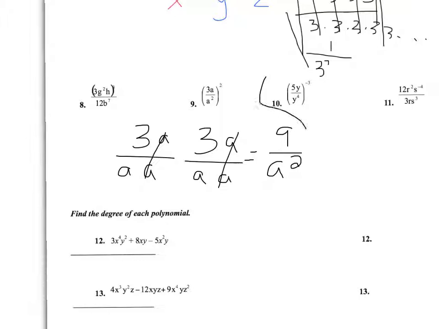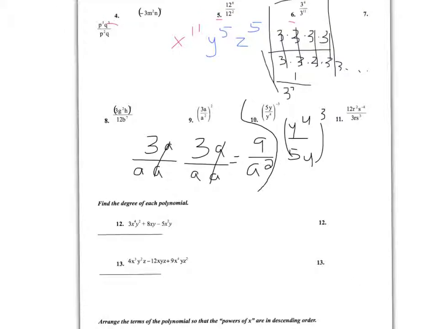Number 10, that negative 3 flips the entire fraction. So instead of 5y over y to the 4th, we have y to the 4th over 5y. And then you need to cube that, so write it 3 times and multiply it all the way across.